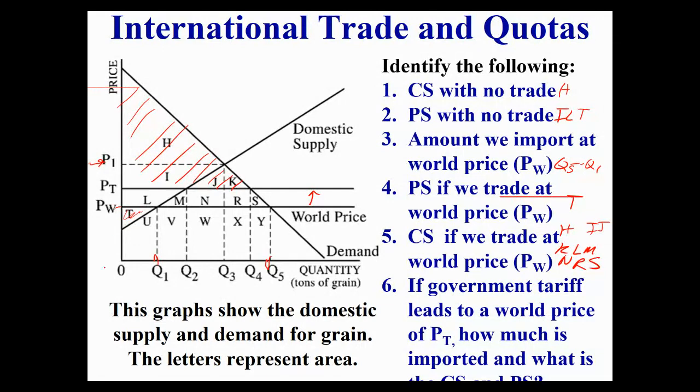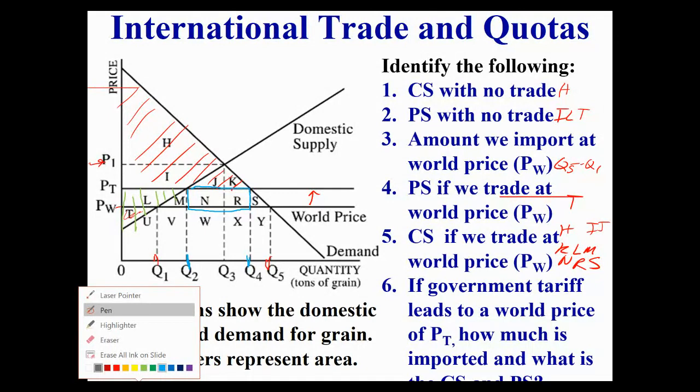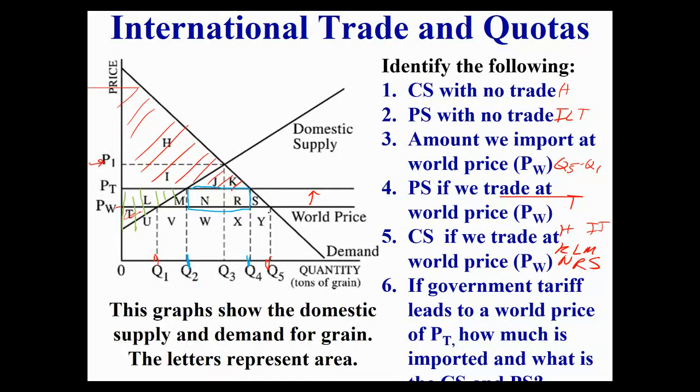Producer surplus will be, let's use a different color here, this right here. The government revenue will be N and R because we're only going to import Q4 minus Q2. And then what becomes of M and S? M and S are dead weight loss.